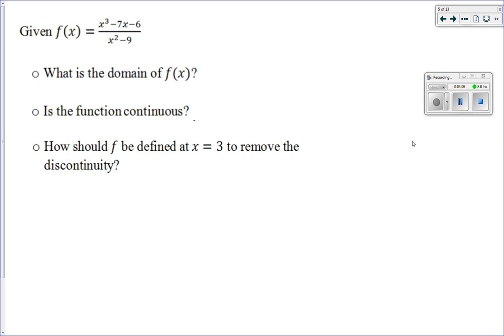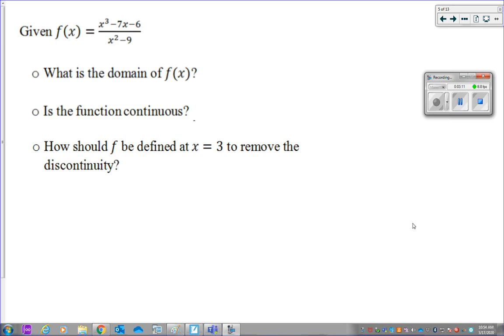Pretty much the rest of this lesson is going to be different problems based around this idea. We are going to be asked a bunch of information about the following function. So given the function f of x is equal to x cubed minus 7x minus 6 all over x squared minus 9, we're going to do this in three pieces. We're going to start with the domain. All right, domain of a rational function.